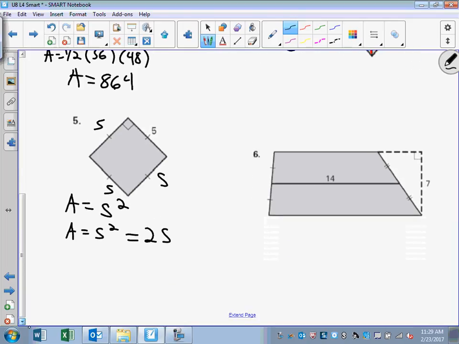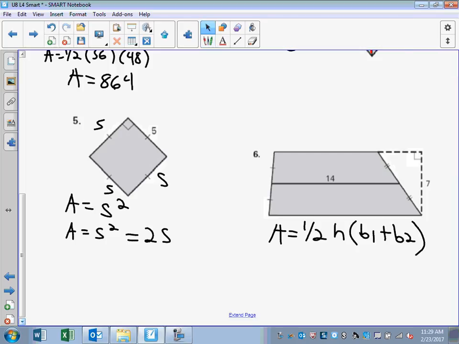Number 6 is a little tricky. We have a trapezoid, but we don't have any of the bases. So our formula still needs to be area equals 1/2 the height times B1 plus B2. Now the height they give us over here is 7, so we know that that's 7. Now we don't know the bases, but we do know that the mid segment is 14.